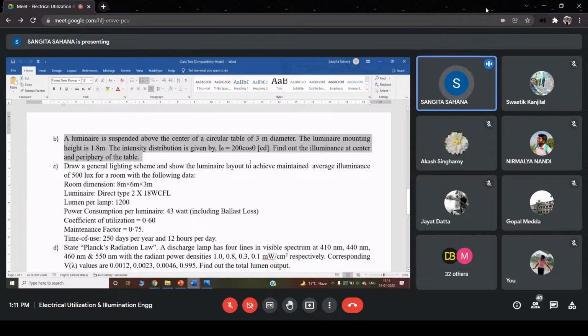So I theta is given, which means what will be the value of the intensity at any particular angle. When theta is 0, just below the lamp, it will be 2200 candela. When theta is 90 degree, it will be 0. Accordingly, you have to find the illuminance at those points.